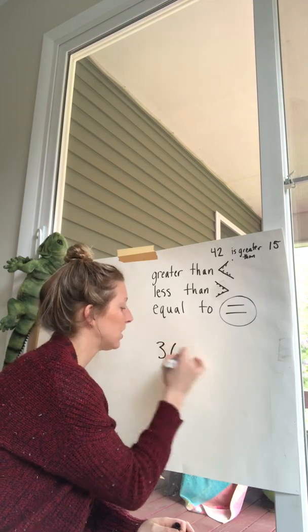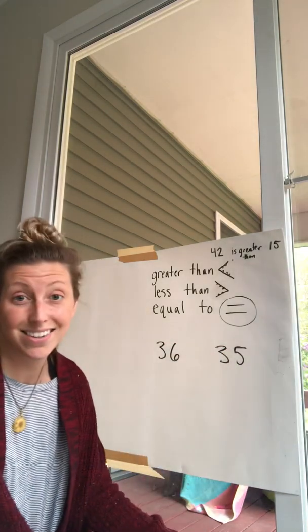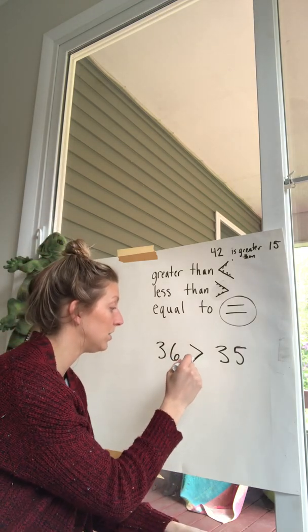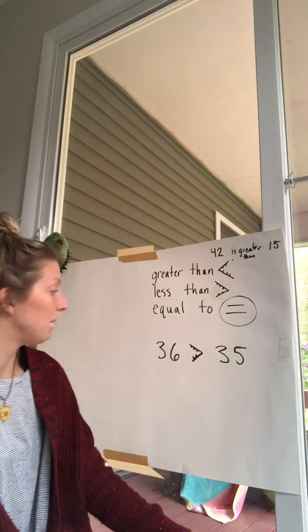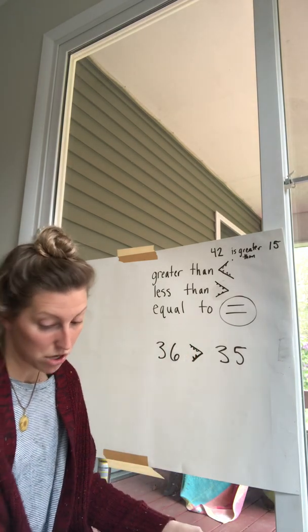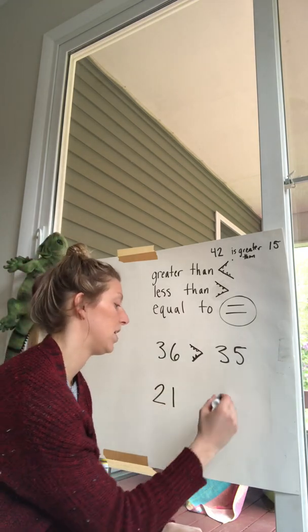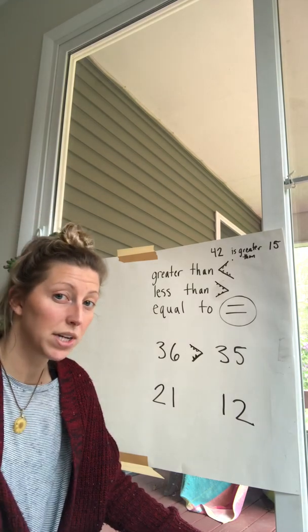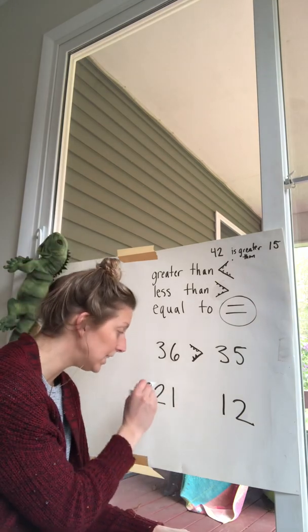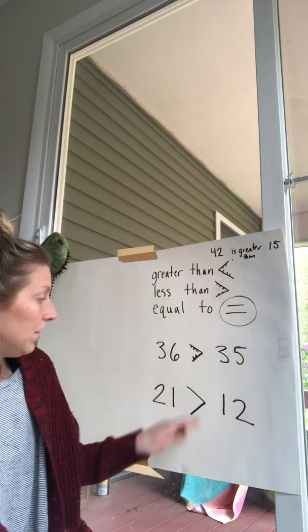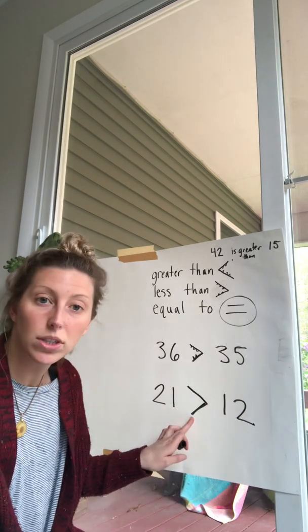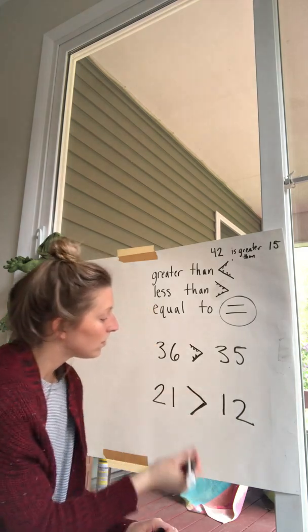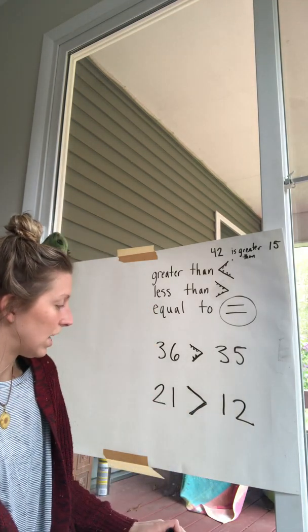What if I had 36 and 35? Again, what does the alligator want? The bigger number. So the alligator's eating the bigger number. Okay, what's our next one? Ooh, 21 and 12. Point to which one's bigger. Which one is the alligator going to eat? Ding, ding, ding, 21. So again, the symbol's going to look like this. And this is what that symbol looks like if you don't have the little teeth. It looks like a sideways carrot.